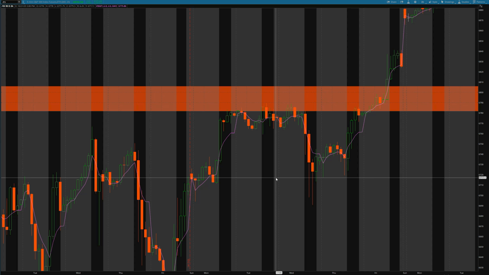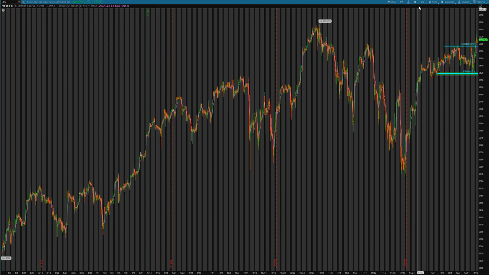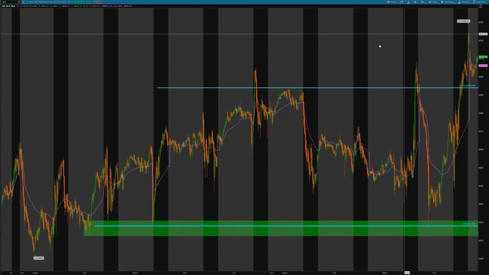So here you guys can see after that strong supply creation, that price came into this zone and rejected 3 times, providing some good opportunities to fade the market back to the downside. So we can go down to the 15-minute.